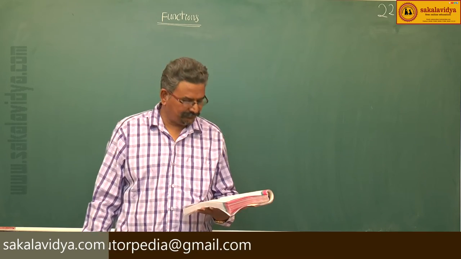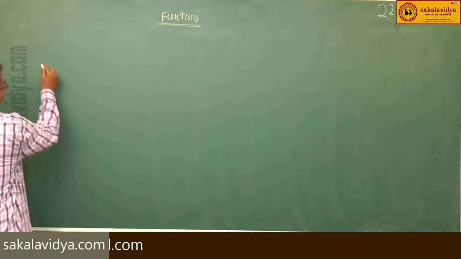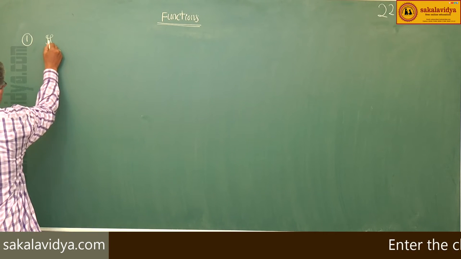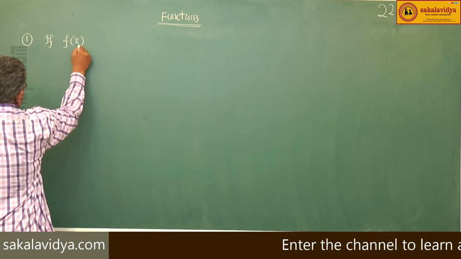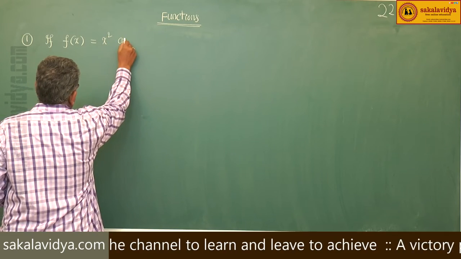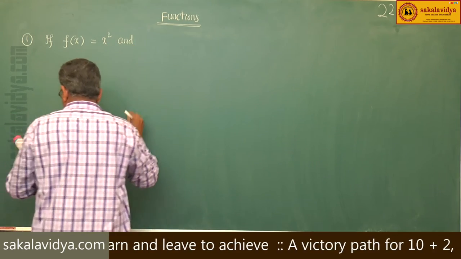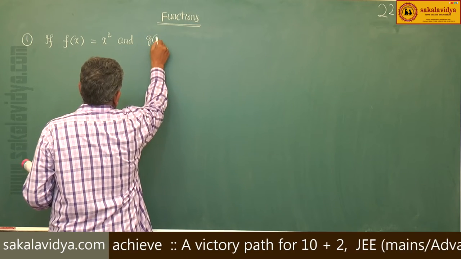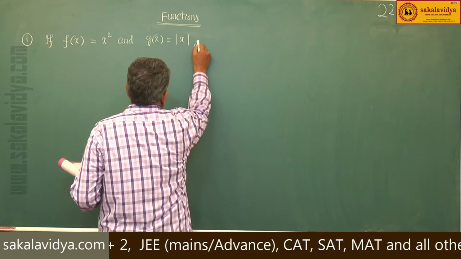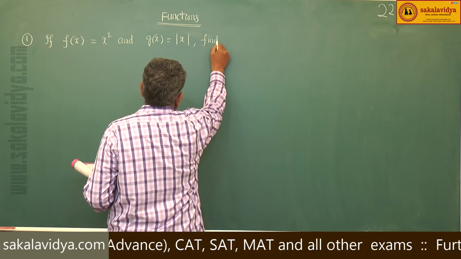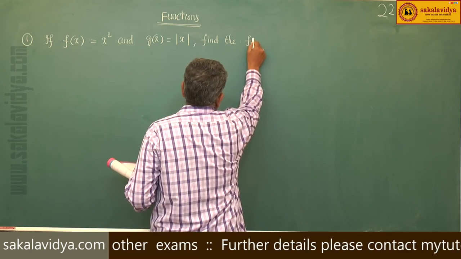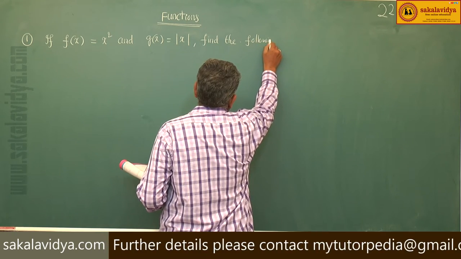Solved problems. First problem, if f of x equals x square and g of x equals mod x, find the following functions.